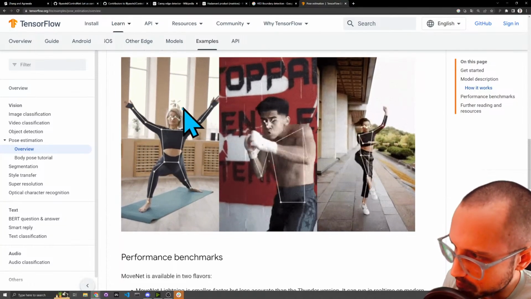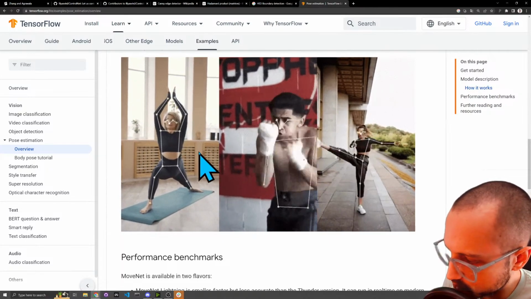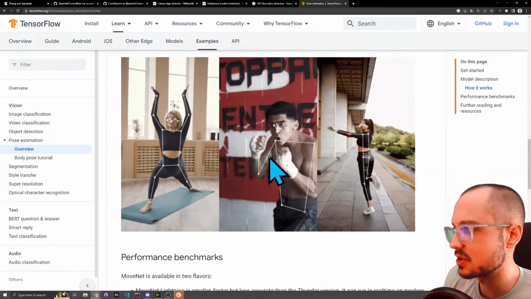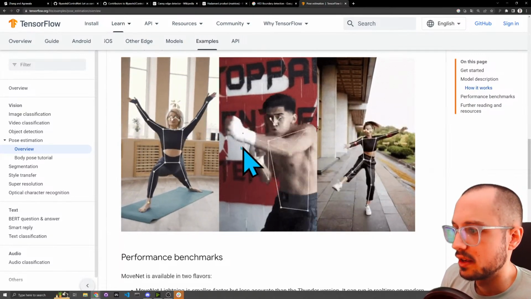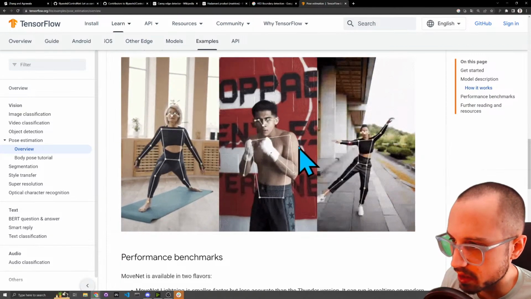But because pose detection models, every single frame is fed into the pose detection model, you can see how it's jittery, right? Problems with.